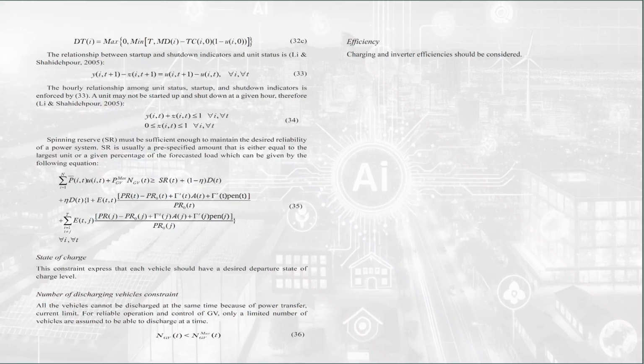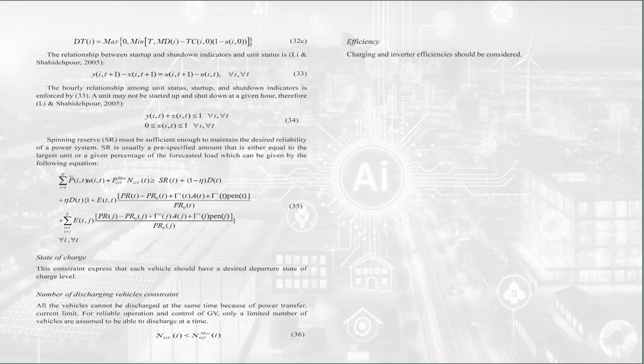Unit output limit. Ramping up-down constraints. Once a unit is committed, it must remain on for a minimum number of hours, and if a unit is off, it must remain off for a minimum number of hours. A unit may not be started up and shut down in the same hour. Spinning reserve, SR, must be sufficient to maintain the desired reliability of the electrical system. The SR is usually a predefined amount that is equal to the largest unit, or a given percentage of the expected load. Load state: each vehicle must have a desired charge level in the output state.